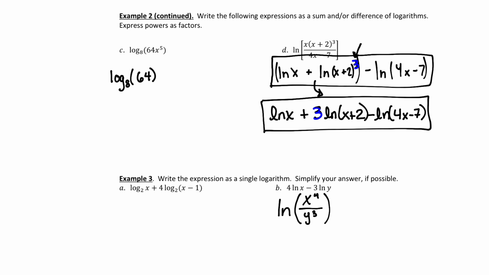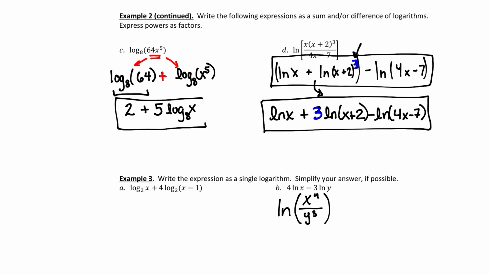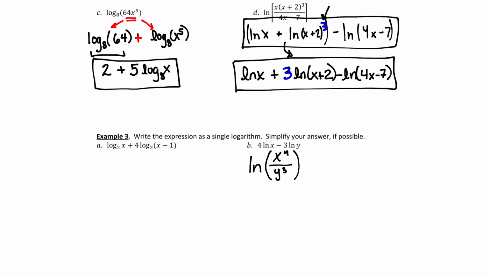And this one over here, I'll just go through it quick. 64x to the 5th. Because I have a product inside, I want to expand it as a sum. So I have log base 8 of 64 plus log base 8 of x to the 5th. And Megan, you'll get the same answer I get. Because the log base 8 of 64 is 8 to the what is 64. 8 to the what is 64, that's just 2. And this one, the only thing I can do is bring that 5 down to the front. And so I have 2 plus 5 log base 8.